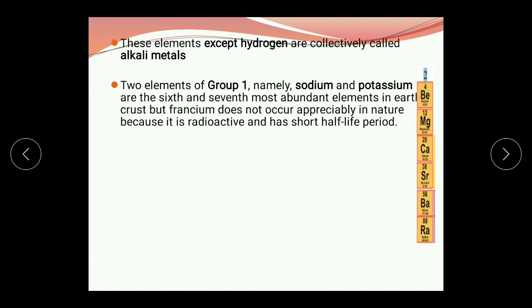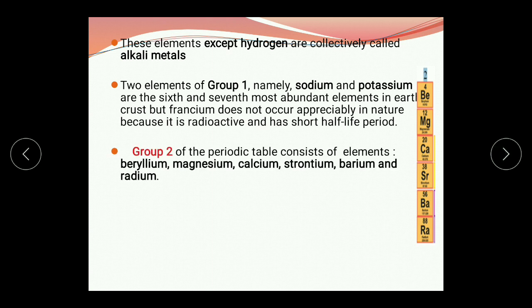Two elements of group 1, sodium and potassium, are the 6th and 7th most abundant elements in the earth's crust. Sodium is the 6th most abundant, while potassium is the 7th. But the last element, francium, is radioactive and has a very short half-life, so it doesn't occur appreciably in nature, and it doesn't exist for a longer time.